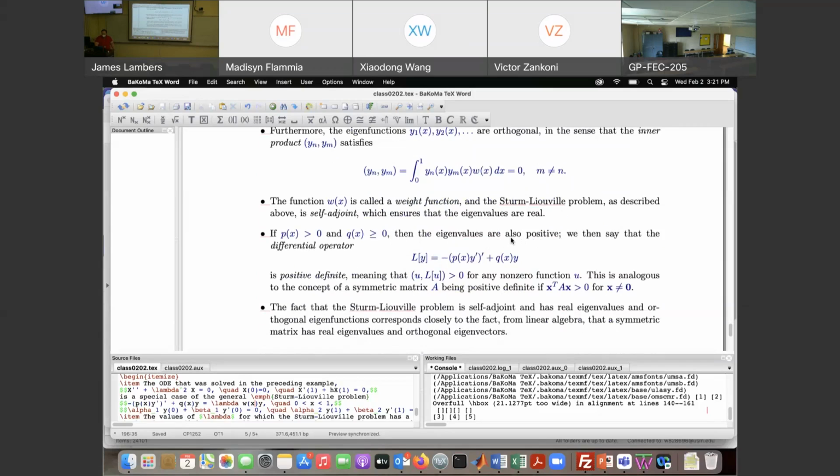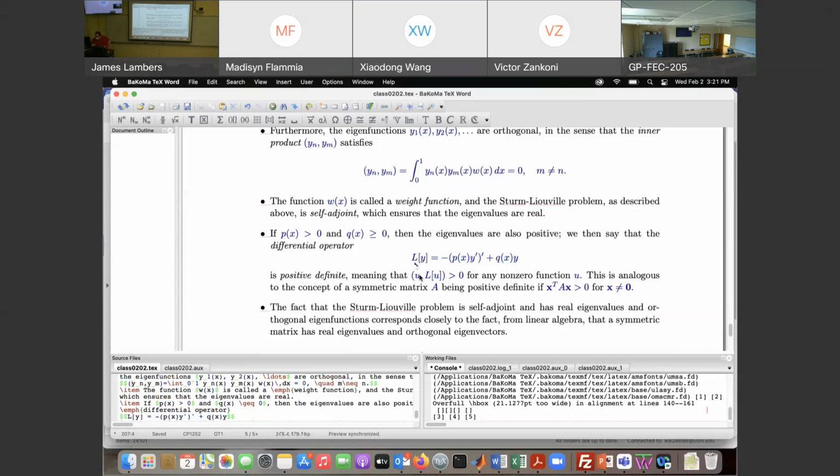We actually have this property. Here I've defined the notation for a differential operator. Capital L is the operator, which applied to a function y performs this operation. And it can be shown that if I use this inner product that's defined here, and compute the inner product of u and Lu, as long as the function u is non-zero, the result will be strictly positive. And that can be shown using integration by parts.